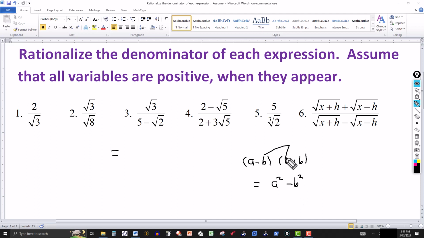Multiply this out: a times a is a squared, minus b times b is minus b squared. And this product here is minus ab, and this product over here is plus ab. That cancels. I get the difference of the squares. So that's how we're going to rationalize this one here.